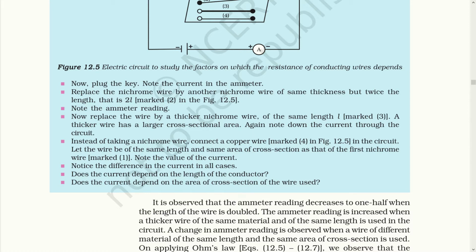Instead of taking a nichrome wire, connect a copper wire marked 4 in Figure 12.5 in the circuit. Let the wire be of the same length and the same area of cross section as that of the first nichrome wire. Note the value of the current. Notice the difference in the current in all the cases. Does the current depend on the length of the conductor? Does the current depend on the area of cross section of the wire used?